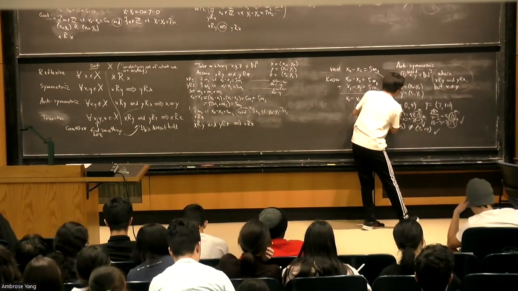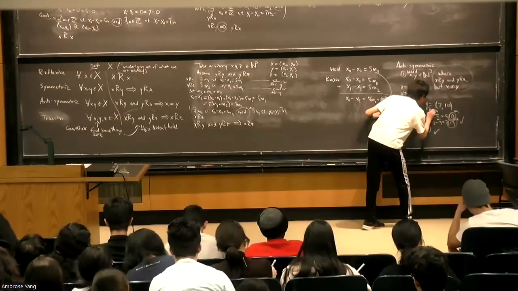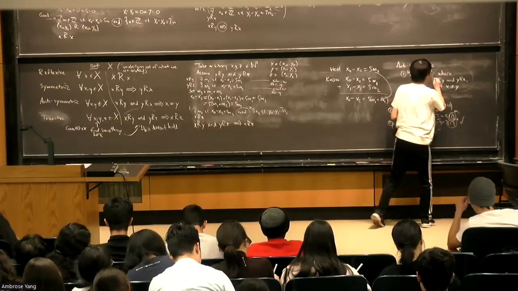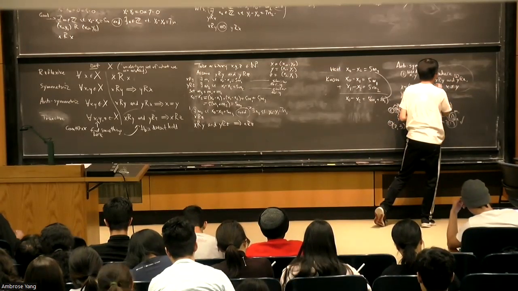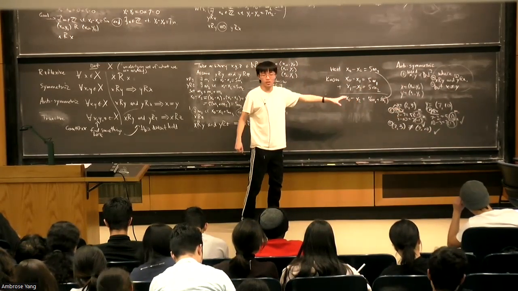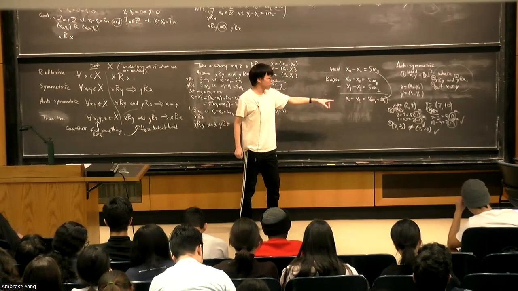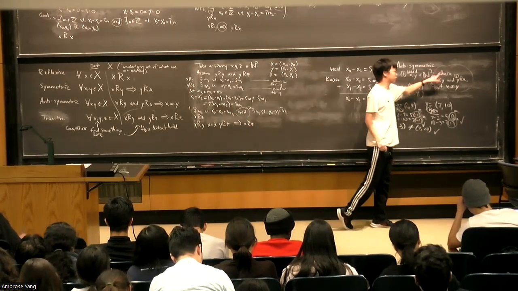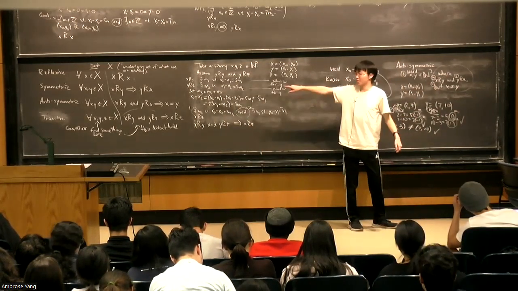So I can number them. I can say this is condition A, this is condition B, condition C. And this here is a very short form explanation of why my example satisfies the needed conditions to give a counterexample for anti-symmetry.